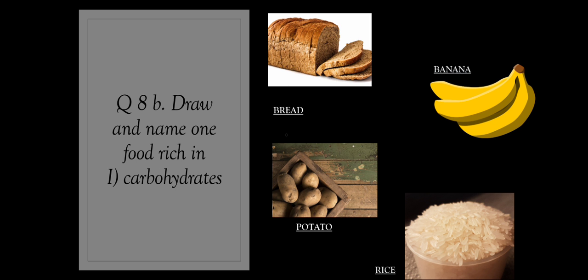Next question. Draw and name one food rich in carbohydrates. As we know, carbohydrates are called the energy giving foods. Sugar and starch are the carbohydrates. They give us energy to do work and play and study. So we can make a picture of any food. I have made many pictures: bread, banana, potato, rice. These are the foods rich in carbohydrates.